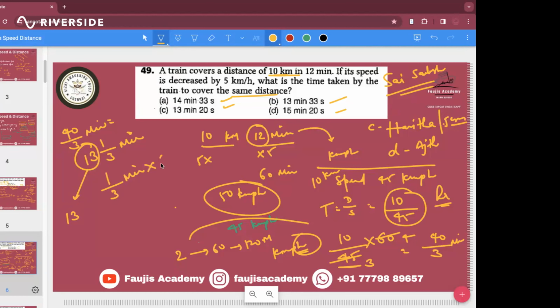Now change it into seconds. So any minute, 2 minutes is equal to how much? 120 seconds. So this much of minute is equal to this much of seconds. When we do it, it will become 20. So 13 minutes and 20 seconds.